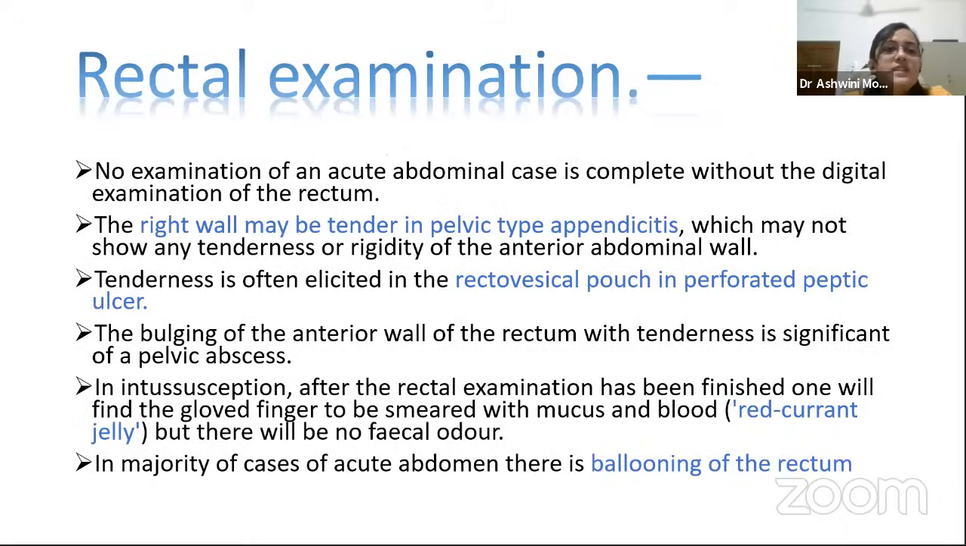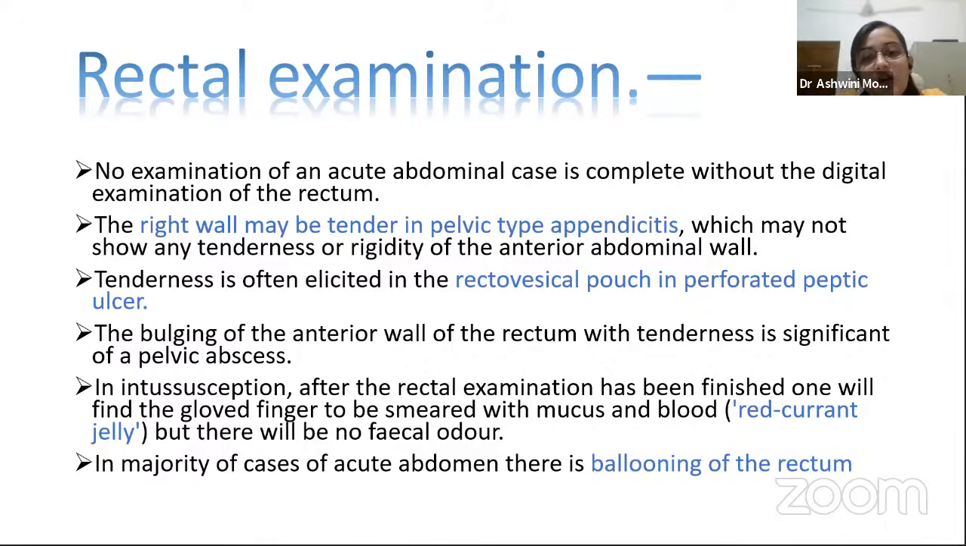Any abdominal examination is not complete without the rectal examination, as there are many situations when the rectum will be irritated and the patient will complain of diarrhea, blood in stool, mucus in stool, or pain while defecating. Sometimes the right wall may be tender in pelvic appendicitis due to a collection near or irritation of the right anterior wall of the rectum. Tenderness is often elicited in the rectovesical pouch, also in perforated peptic ulcer, as the collection will be just anterior to the rectum. We can find tenderness on the anterior wall of the rectum on PR examination.